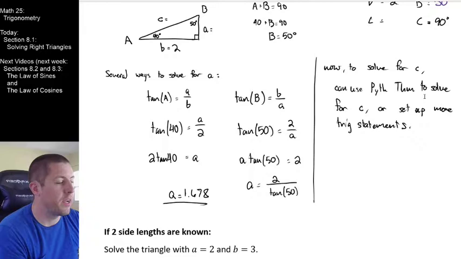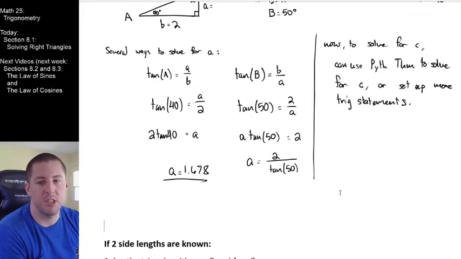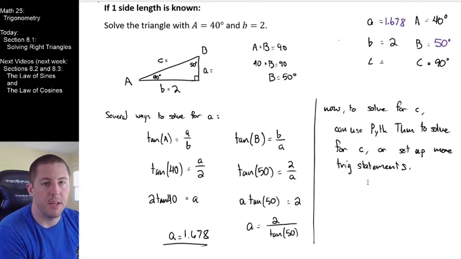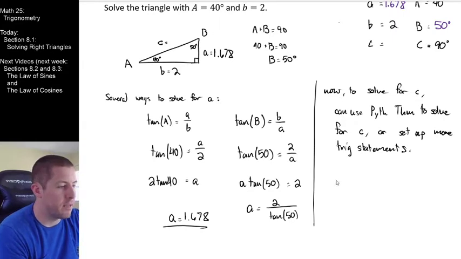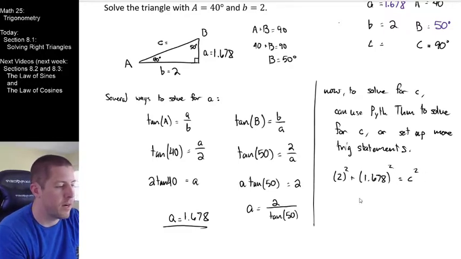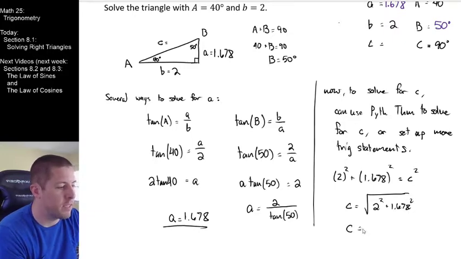One thing I could do here, and again, I'm doing overkill work, doing double the work I need to for this problem, but that's just to show you all of our options. We have found that A is 1.678. So I could say 2 squared plus 1.678 squared is equal to C squared. If I go to my calculator, we should be getting the square root of 2 squared plus 1.678 squared, and that will give me C.